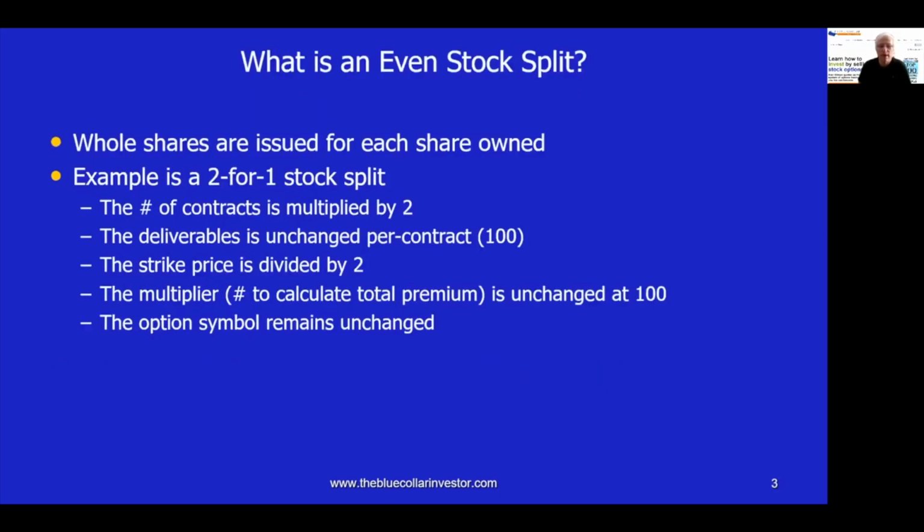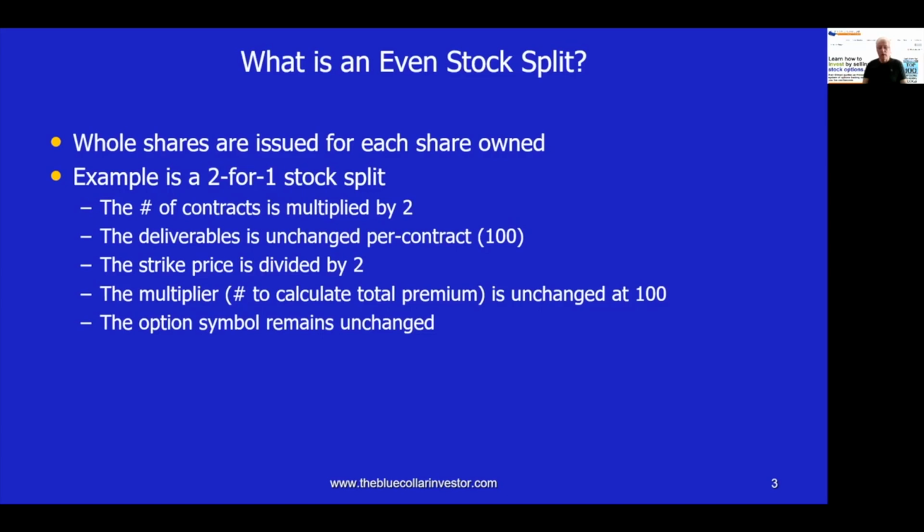Let's first talk about an even stock split. And that's where whole shares are issued for each share that is owned. A simple example would be a 2-for-1 stock split. So what happens here, the number of contracts is doubled, multiplied by 2. The deliverables, how many per contract, is unchanged. There are 100 delivered, but the strike price is divided by 2.